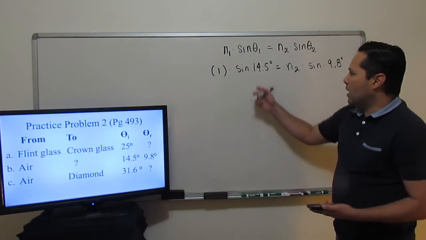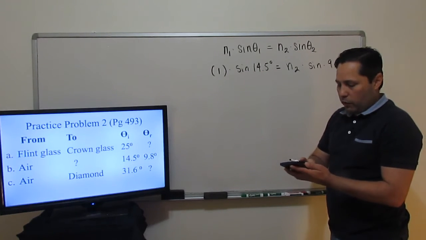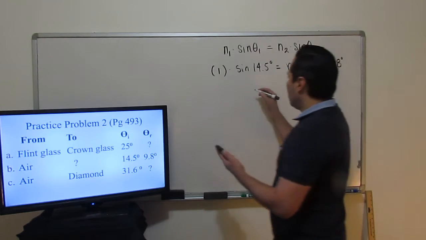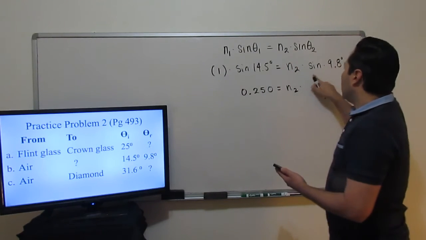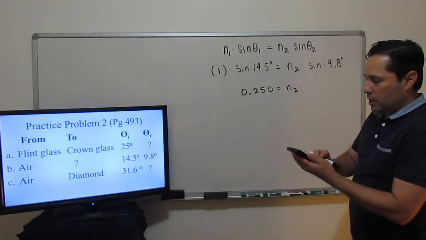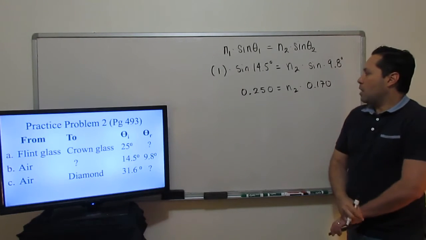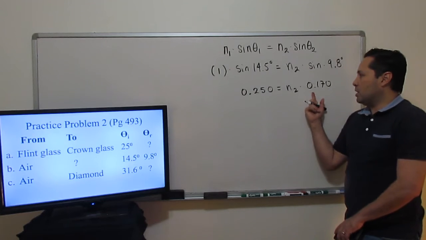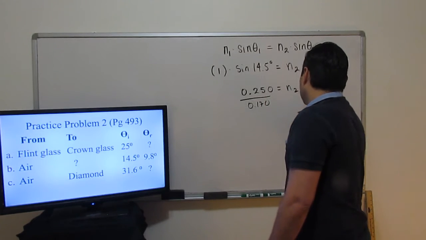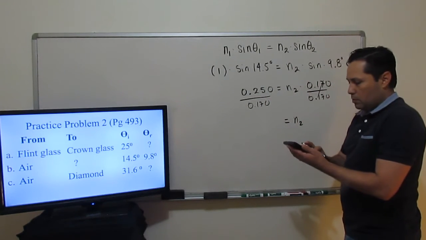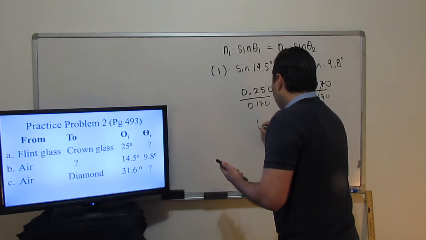Alright, so I'm going to begin by getting the sine of theta, sine of 14.5 multiplied times 1. So sine of 14.5 times 1 gives me 0.250. And on this side I'm going to do the same, sine of 9.8. That gives me 0.17. Now, I want to isolate the N2, that means get rid of the 0.17, so I do that by dividing it by itself. Give me N2 equals 0.25 divided by 0.17 gives me 1.47.